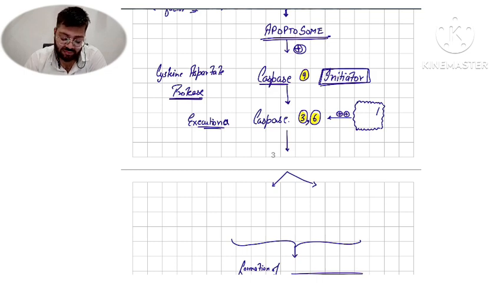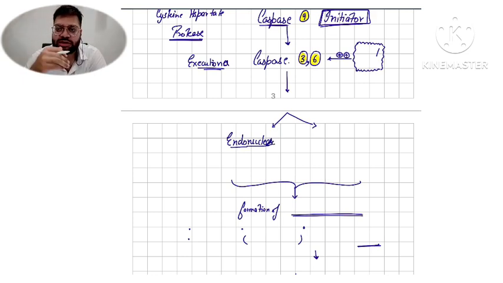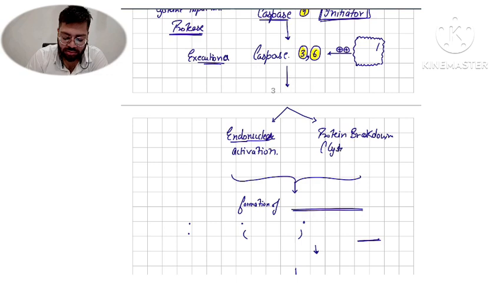What these caspases do, they do two things. First is endonuclease activation. You know what endonuclease is? Nuclease acts on nuclear material, and endo means in between, so they will cut the genetic material, whether it is RNA or DNA, it doesn't matter. So the DNA will break. Another function they have is protein breakdown. What does protein breakdown mainly consist of? Cytoskeletal damage. The whole structural component of a cell which makes the cell unique and functional will be damaged by these.